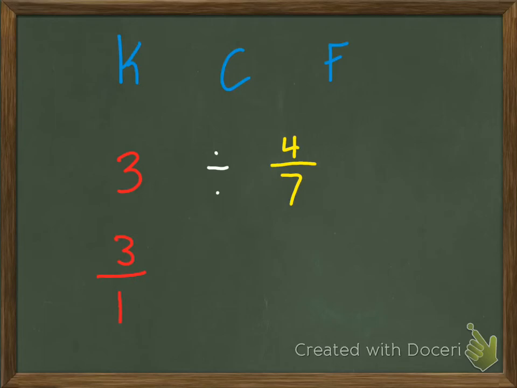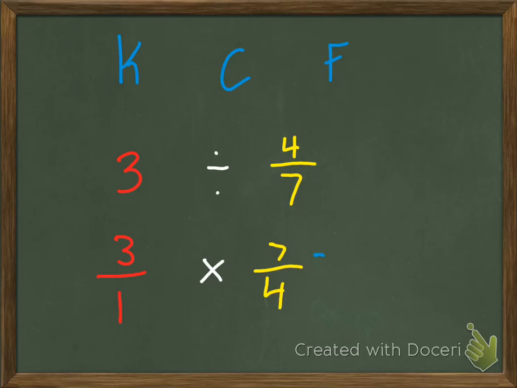One more example. Keep, change, flip. 3 divided by 4/7. Now with a whole number, we're going to do what we've always done and just put a 1 underneath it. So when we keep that 3, we're going to make it a fraction though. Put a 1 underneath it. We've been doing that for weeks, so you know that when there's a whole number, just put a 1 right underneath it. So it's still a whole number, 3/1. We're going to change, division becomes multiplication, and 4/7 flips and becomes 7/4.